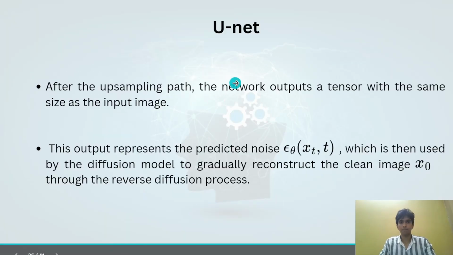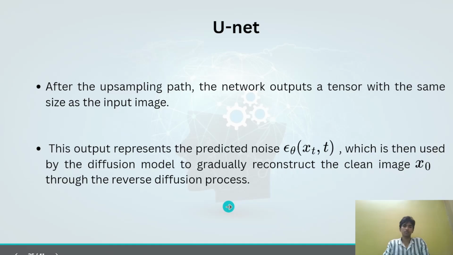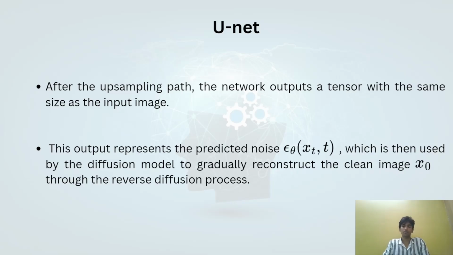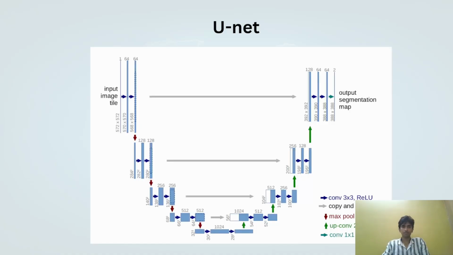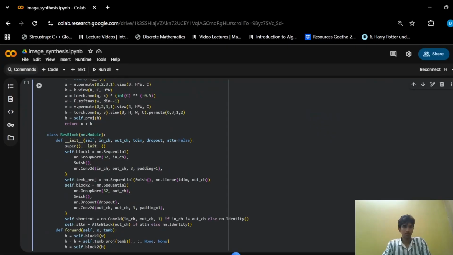After the upsampling, the network outputs a tensor with the same size as the input image. The output represents the predicted noise E theta of xt, t, which we actually used in our model, which is then used by the diffusion model to gradually reverse the noising process, so as to obtain the realistic image back. This is something I already showed you earlier. Let's go back to the code.